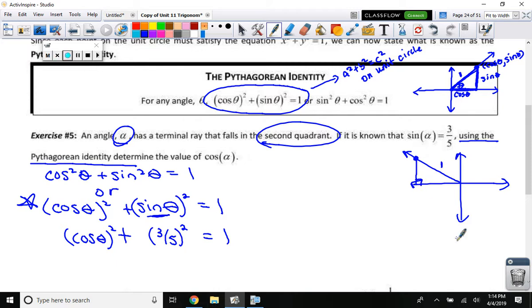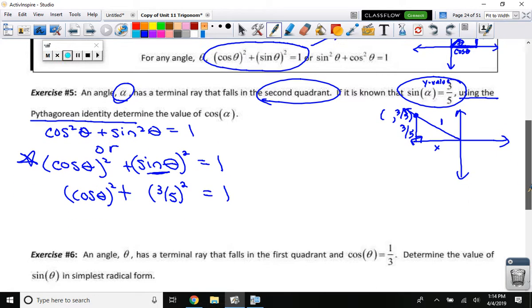Think of it like this. I know that it is something, comma, 3/5 or 3/5 going up. I know that just based off of this. This is my y value. So in my picture, I'm looking to find that. That's what I'm looking for. That's cosine theta, that x value. Okay, and I'm just using the Pythagorean identity to do that.